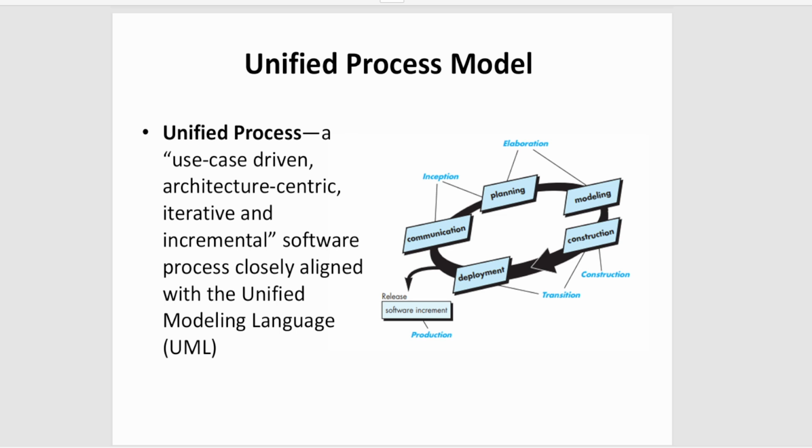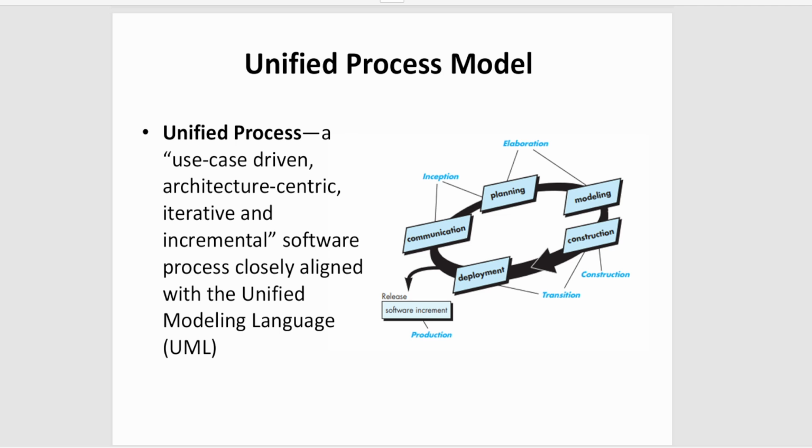Now, to continue forward, we are going to learn about the advanced models, or the more practical and useful process models that we use in the software development process. One process that maps the requirement or communication part with the modeling part is called the unified process model. A unified process is a user use case driven, architecture centric, iterative, and incremental software process closely aligned with the unified modeling language, that is UML.